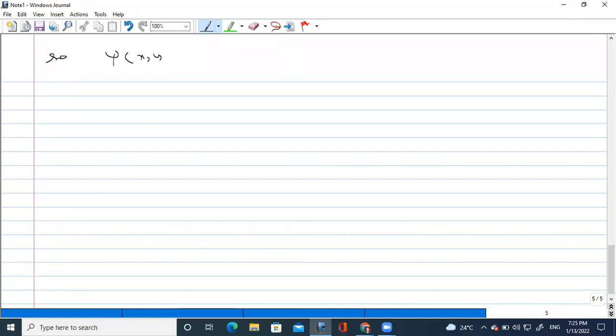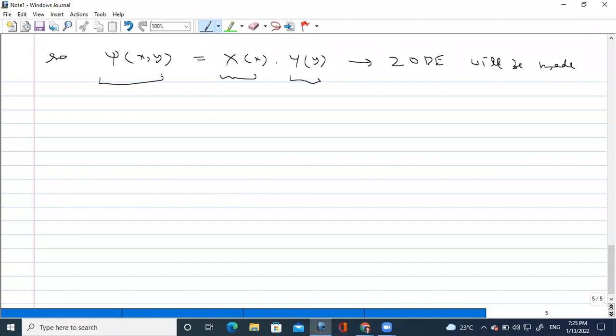So psi(x,y) will be X(x) into Y(y). Okay. So x will make one different ODE, y will make a different ODE. So from here I can get two ODEs, two ordinary differential equations will be made. Separately both can be solved, and after that you put it here, then you will find the solution psi. Okay, so that is our planning here.